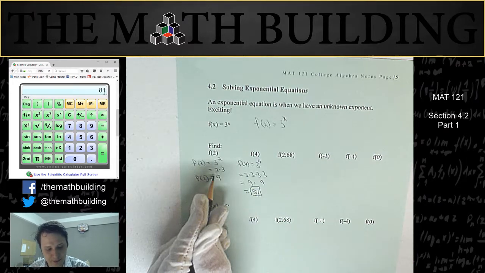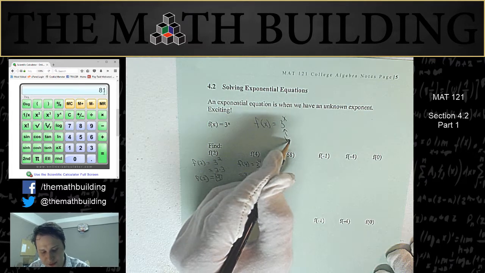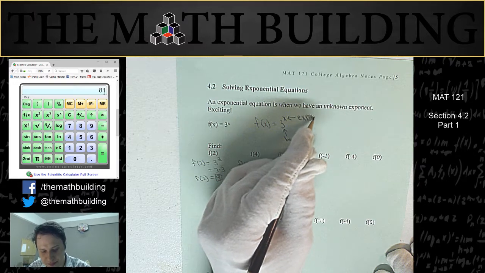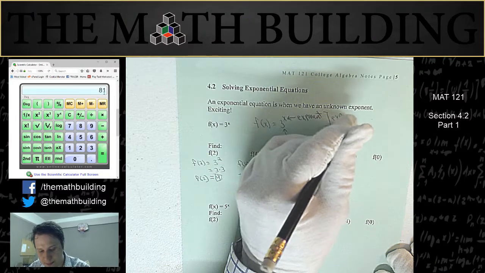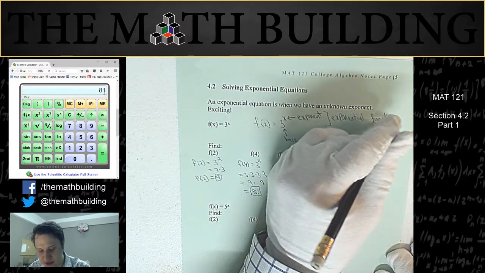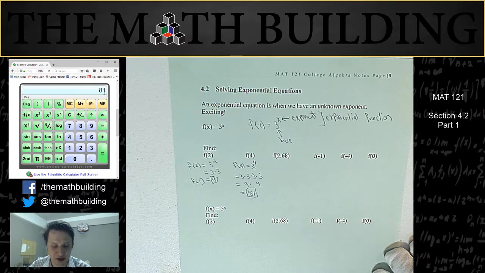So remember, this number is called the base. This number is called the exponent. And the entire thing is called an exponential function. So that's the vocabulary you need to know. And you'll hear me use those words a lot, so make sure you have those in your head.